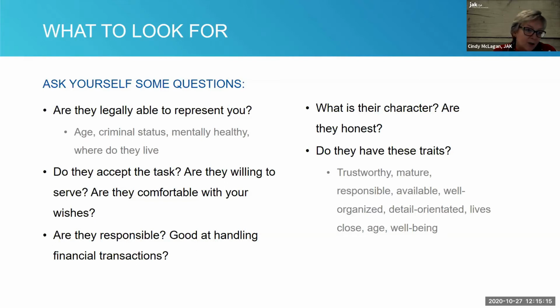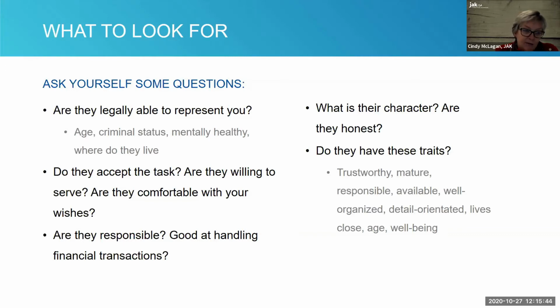Another important question that you need to ask yourself is, will they accept this task? Are they willing to serve? Are they comfortable with your wishes? Do they have the time? Some people you'll ask, and they'll say, I don't have the time for that. I have a very demanding job, or I have 10 children I have to take care of. You want to make sure that whoever you choose accepts the task.